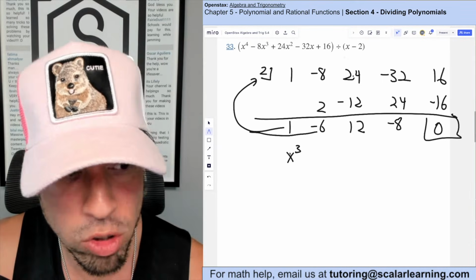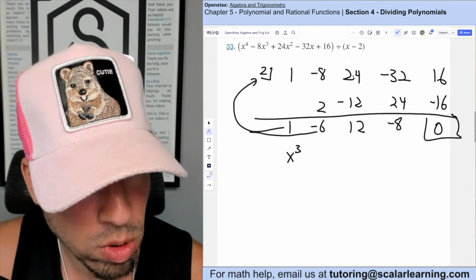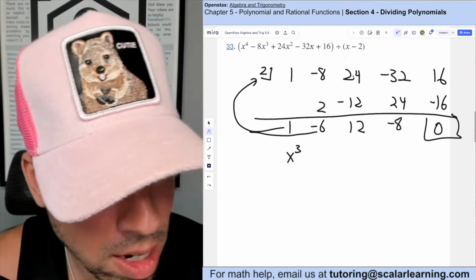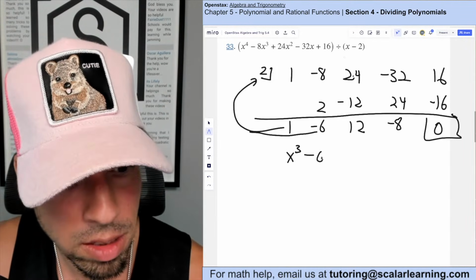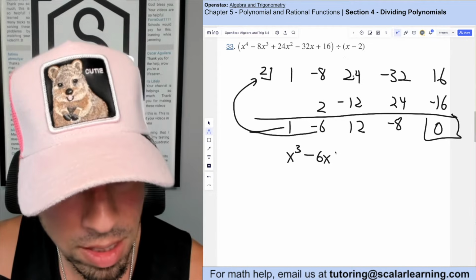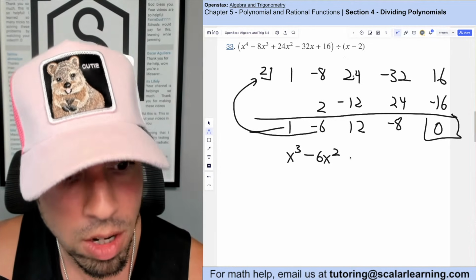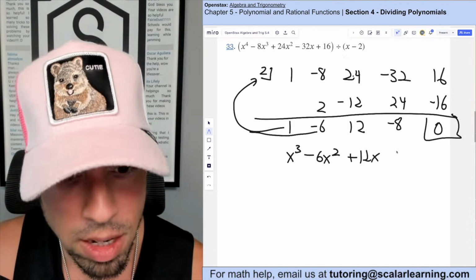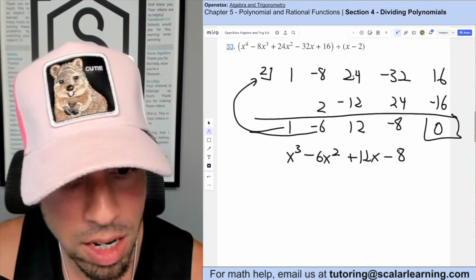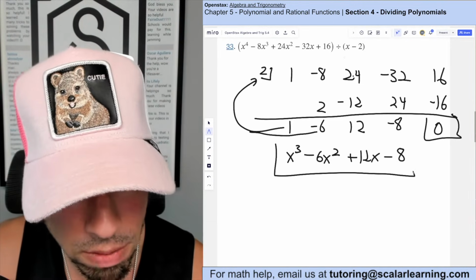to the third. I'm choosing x to the third because it's 1 degree less than what we started with in that first polynomial, minus 6, and then we do the stair step down, minus 6x squared, right? Cubed, squared. Next is going to be 12x. And last but not least is that -8 constant. Since we have no remainder, this is the final answer.